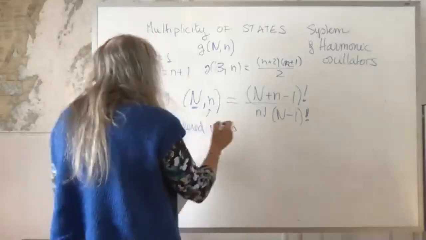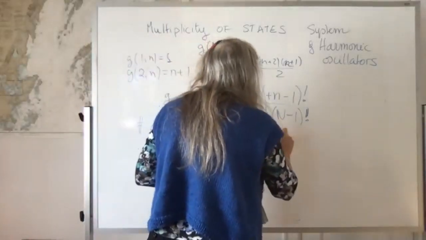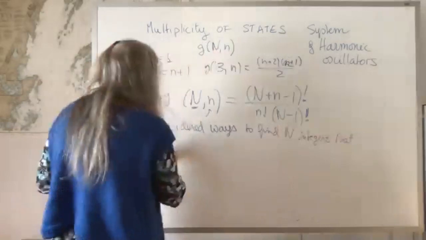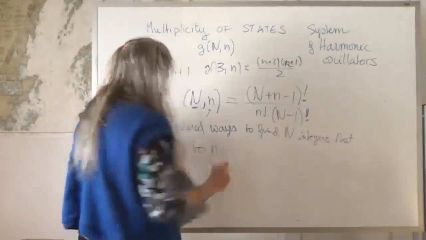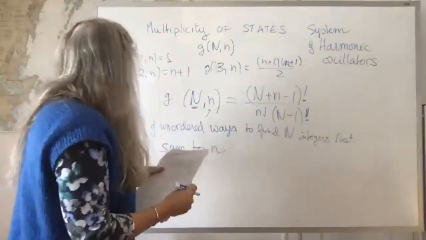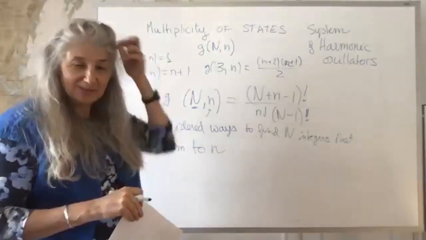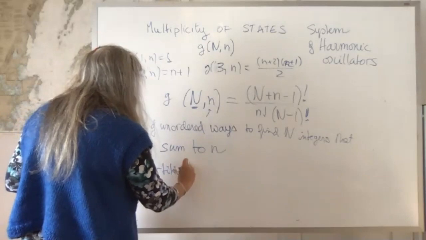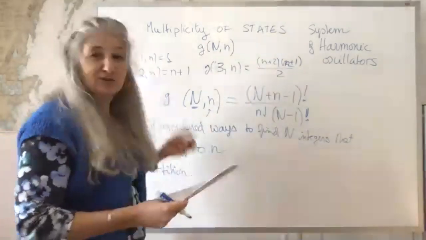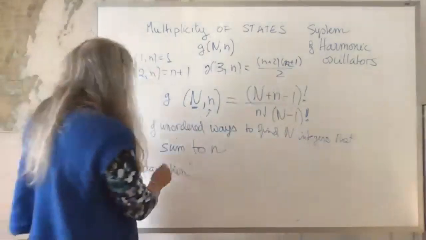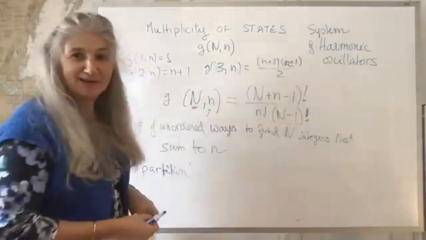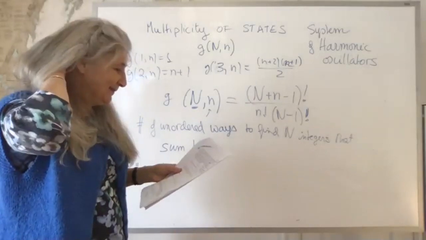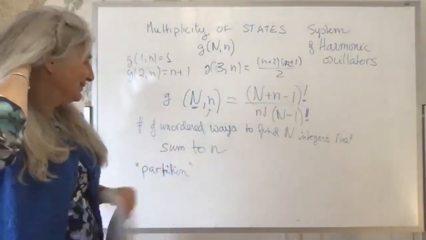So it's the number of unordered ways to find n integers that sum to little n. And this has a fancy name in combinatorics, and it's called a partition. An integer partition is what it's called. So if you're curious, you can look up, in combinatorics or number theory, the number of ways to make integer partitions.